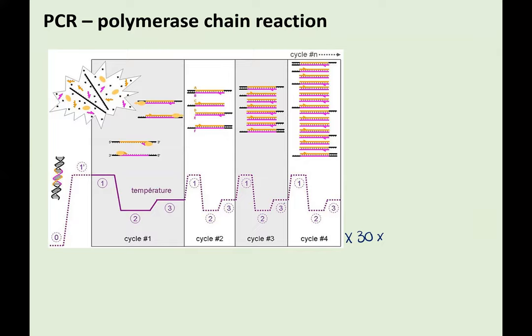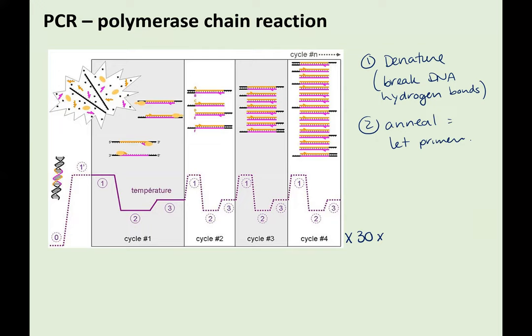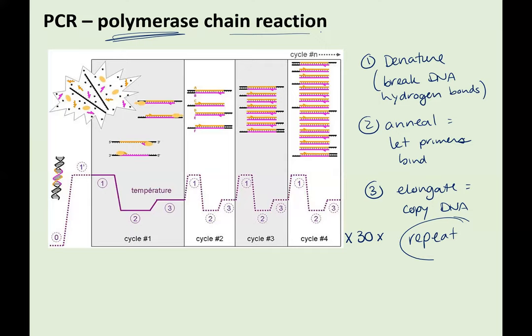So let's just write that really quick. So the first step is denature. So this is break DNA hydrogen bonds. Anneal: let the primers bind. And elongate, which is copy the DNA. And then you repeat. So that's why it's a chain reaction. So polymerase, copying, making more, chain reaction over and over and over. And so then you get thousands and millions of copies of this DNA, and then we have plenty of DNA to work with.